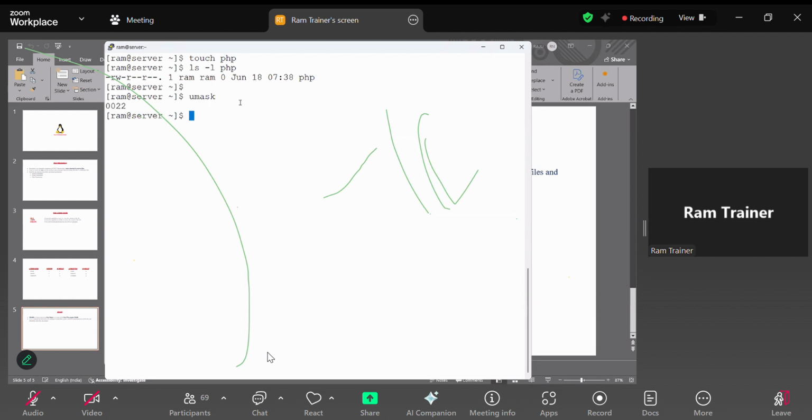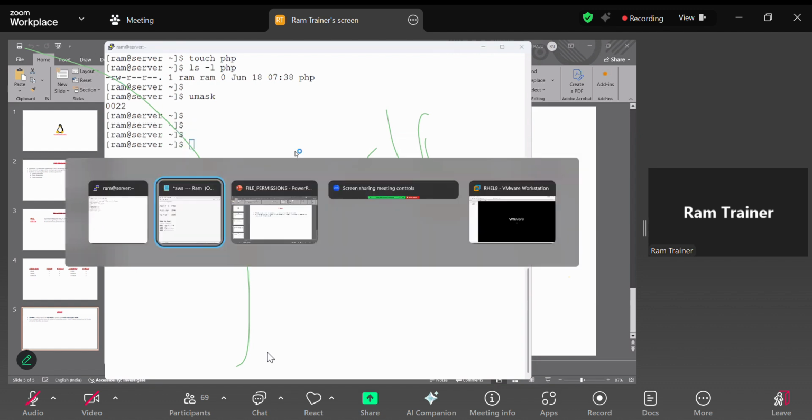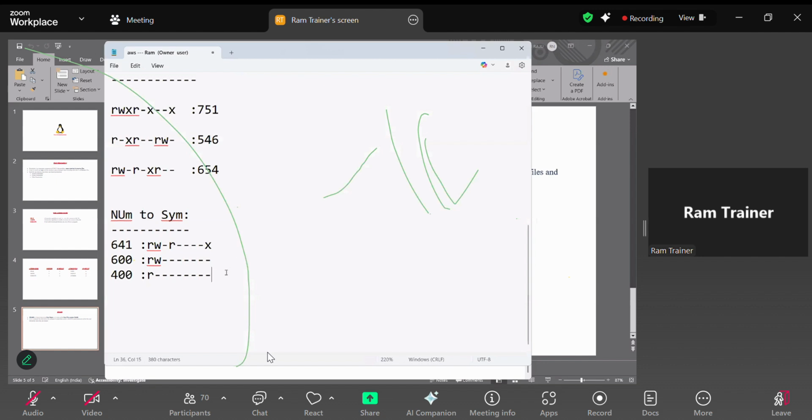But what is the default value in the OS? It is 022. Don't consider the last one, so only the second, third, fourth values. 022 is the existing umask value. So based on this existing umask value, the files and directories will get default file permissions.